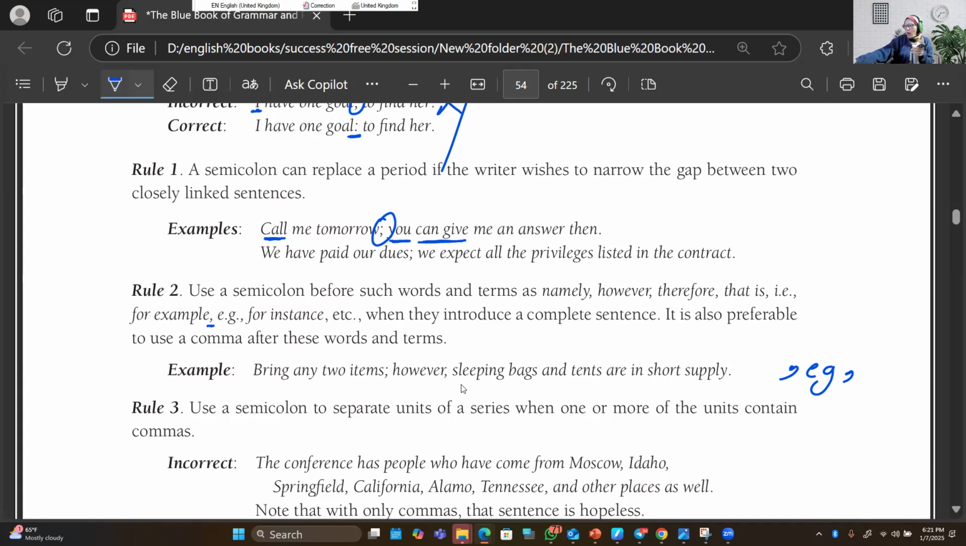Like this one: however, sleeping bags and tents are in short supply. So it's a full sentence here. That's the subject, and that is the verb, and we have the completion of the sentence. So if they are introducing a full sentence, you have to use a semicolon before it. If they are introducing items or phrases, you have to use a comma before and after.